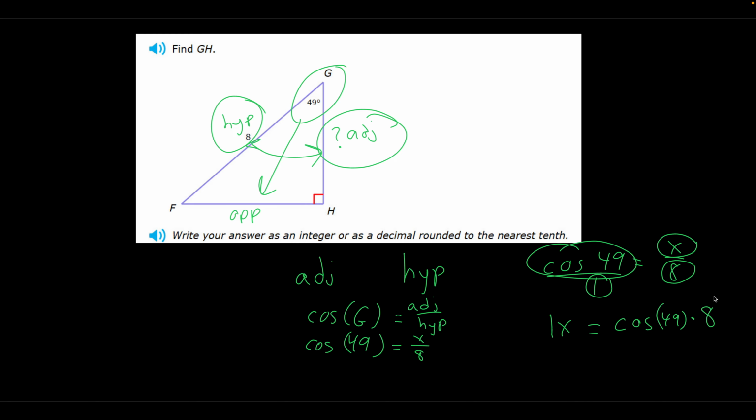And now this is actually solved for you, right? This is just x equals. So this you can type straight into your calculator. The cosine of 49 degrees times 8 will give you a long decimal. It says round to the nearest tenth. So rounded to the nearest tenth should be 5.2.